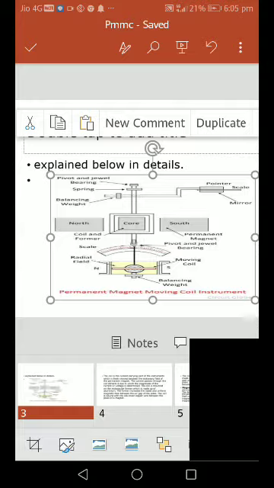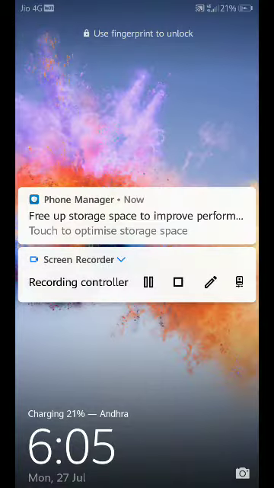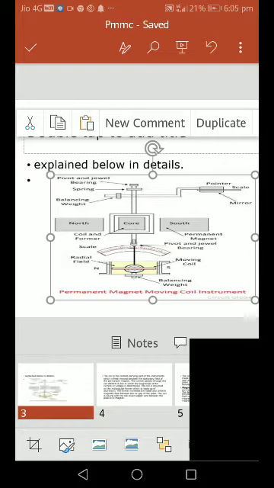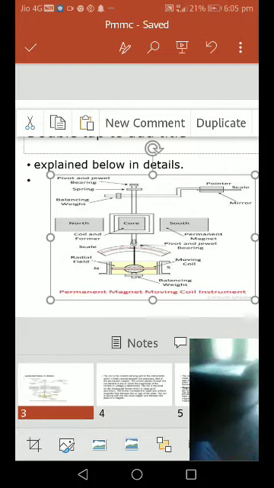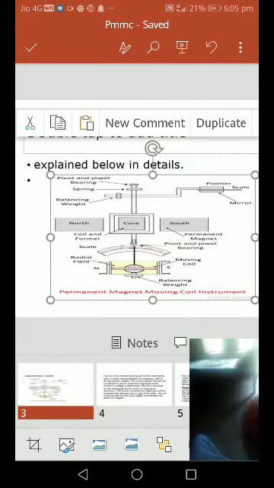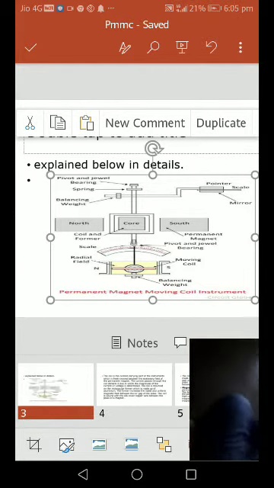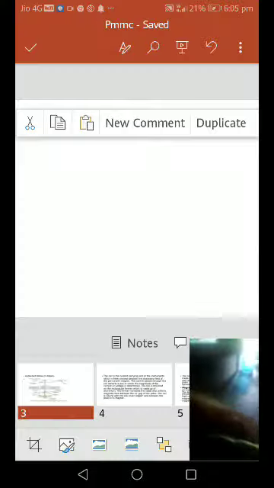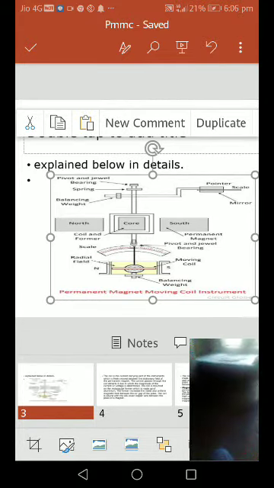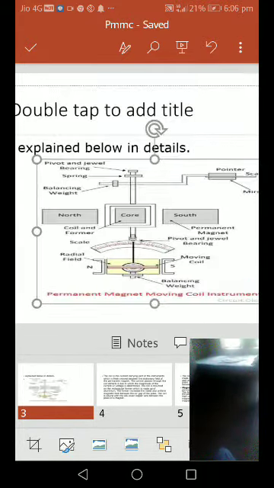This was produced by a scientist introducing the PMMC, permanent magnetic moving coil.